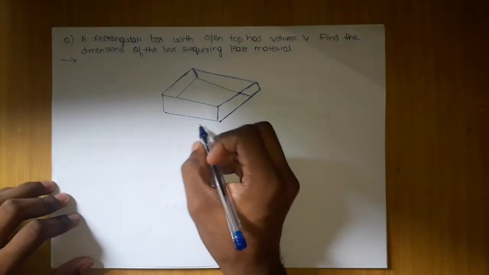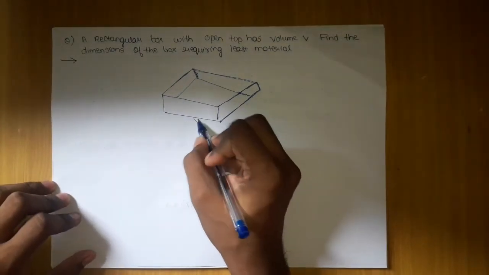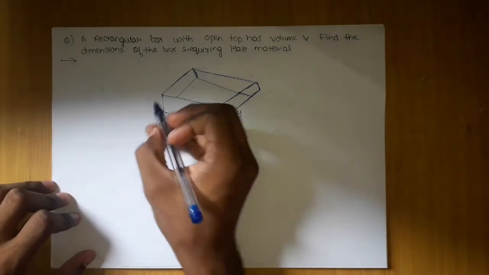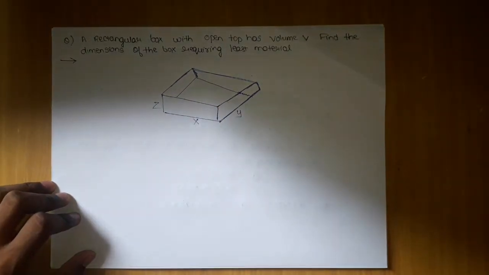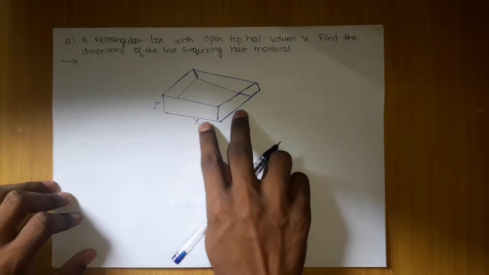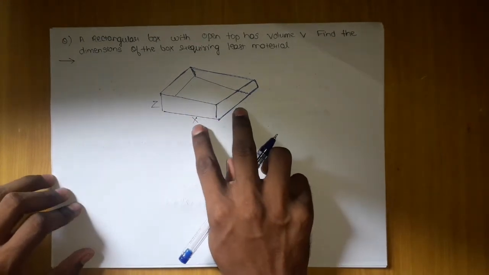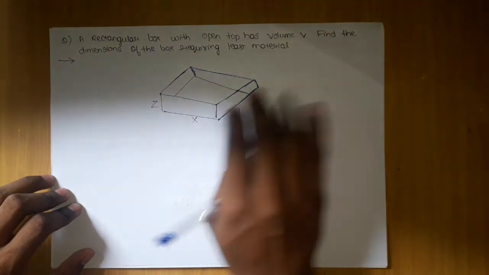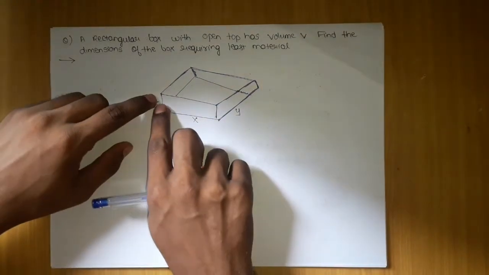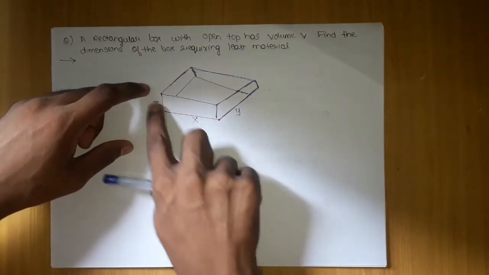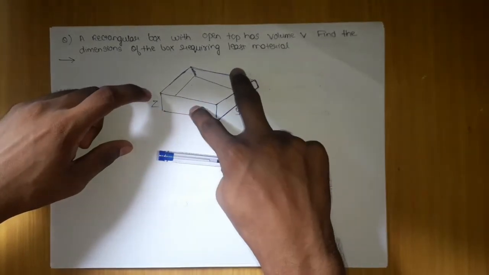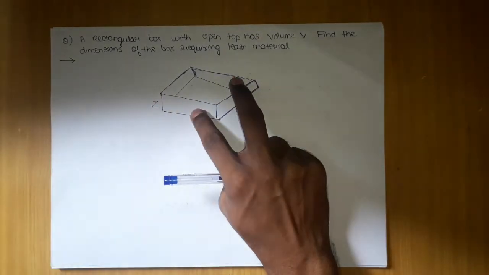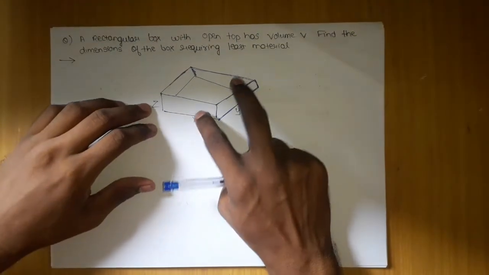the bottom one, if I consider this is x and this is y, and the height is z, then the area of the bottom one is xy. Similarly, at the top we are not considering, and if you see we have zx, this and this will be 1 zx, okay, this will be 1 zx.